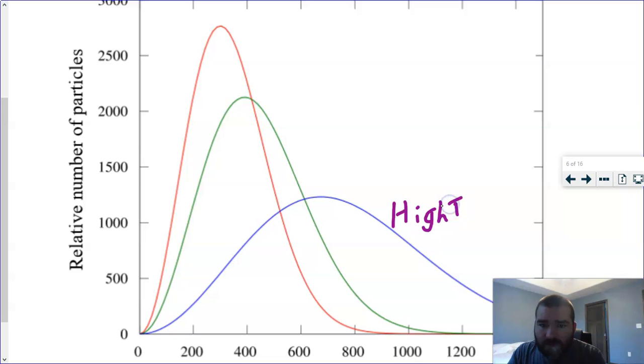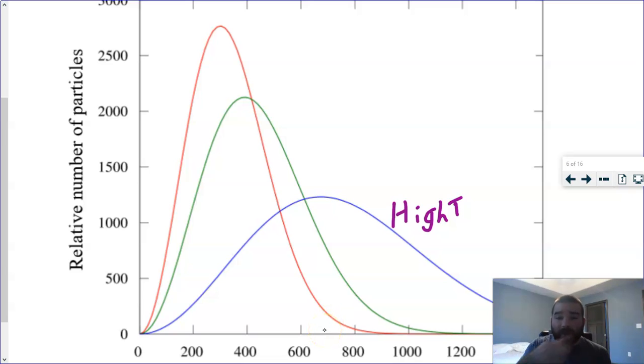High temp. Okay. Now, there's a misconception here. The height of the peak doesn't represent the average velocity, right? You'll notice that the red one has a lot more particles at the median velocity than the blue one. But that's not the average velocity. The average velocity of the red particles is probably somewhere in the range of 300, give or take. The average velocity of the blue particles is somewhere in the range of 700.